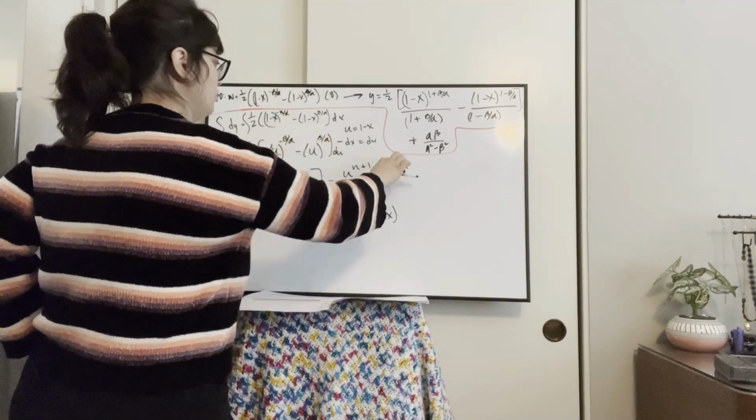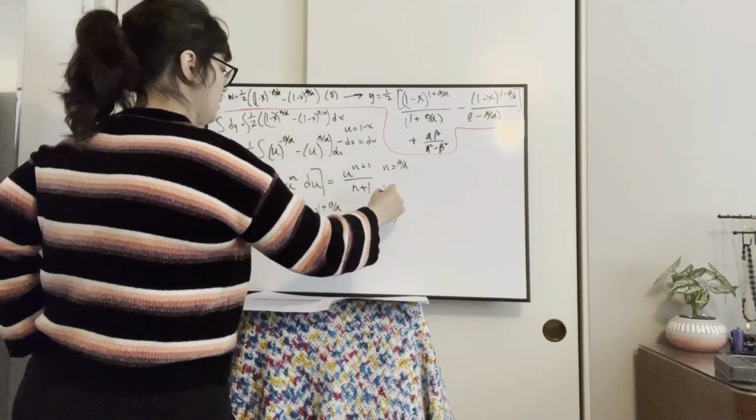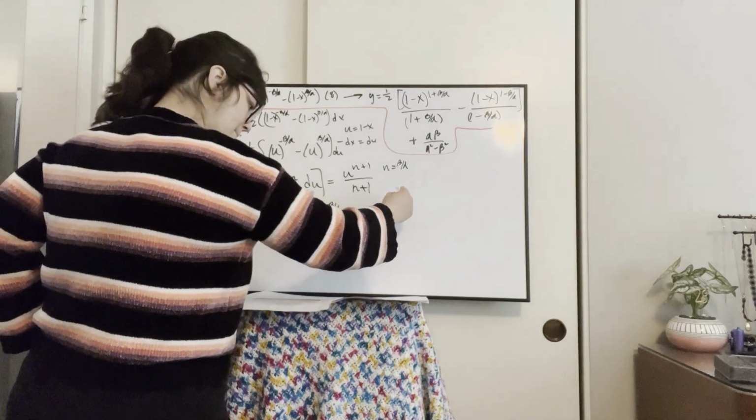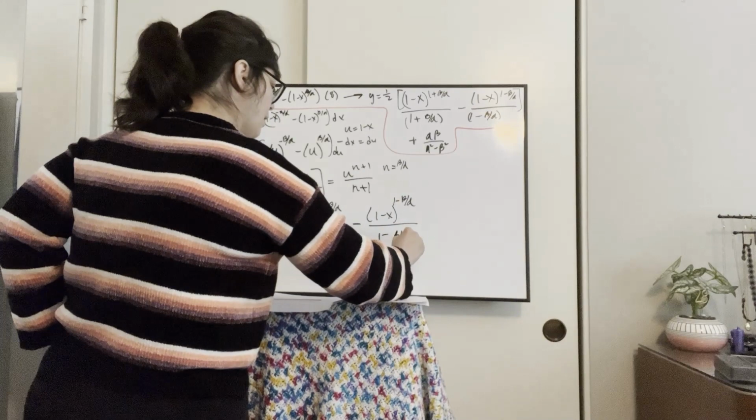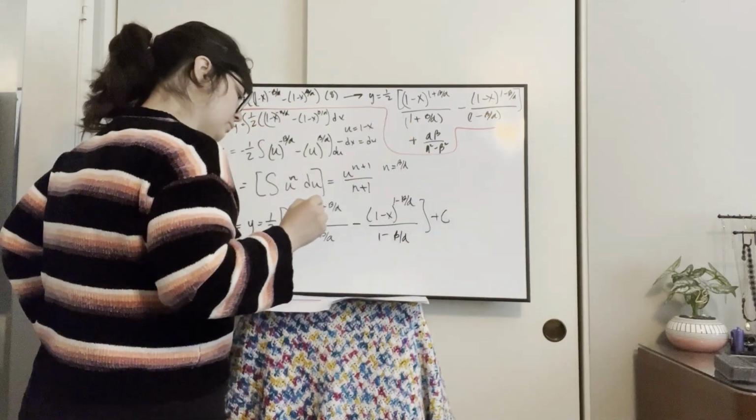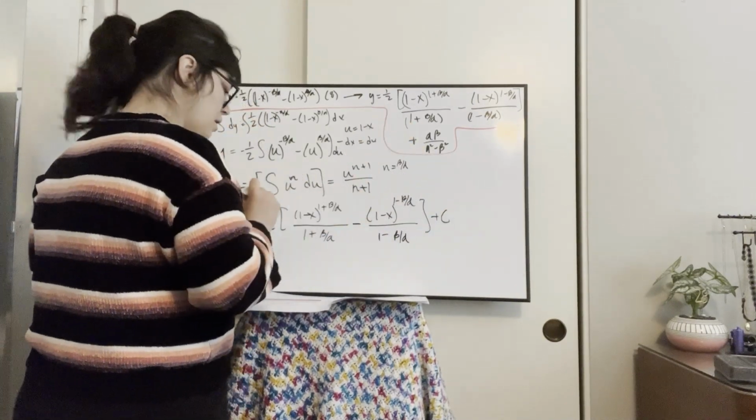Oh, no, this is supposed to be negative. This is negative, that's why it does that. Okay, so the other term is going to be (1 minus x) to the 1 minus beta over alpha, all over 1 minus beta over alpha, but we do have a constant c, so we are going to need to solve for that.